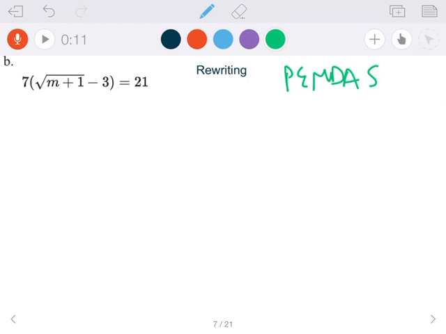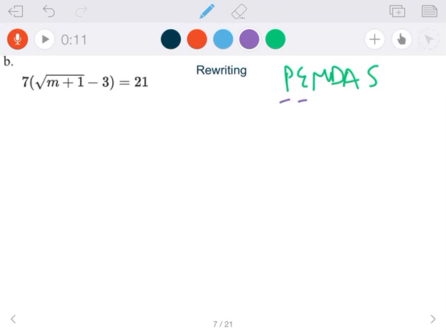And so when we look at this, we look to see, first of all, if there's anything we can do inside the parentheses or the grouping symbols. And a square root is a grouping symbol. And so I can't simplify m plus 1, and I can't add together a square root and a minus 3. So there's nothing I can do in the parentheses. There are no exponents in this that we can see. We could write the square root as an exponent, but we won't go there.